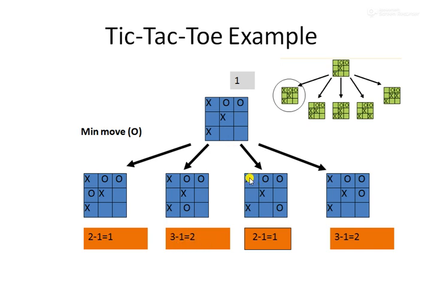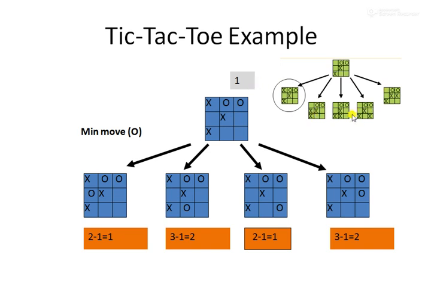Similarly for this position, this is open and this is open, so 2, and this one is open for min, that is 1. Similarly for this one, the value will be 3 minus 1, it will be 2, right? So we have got 1, 2, 1 and 2, and these are the evaluation values. So which value will min pick up? Definitely from these 4 values, the minimum value is 1, so min will pick up 1, so this value will be 1, right?